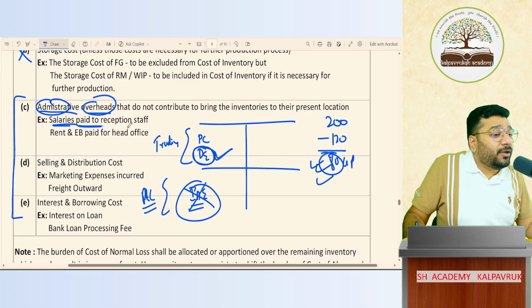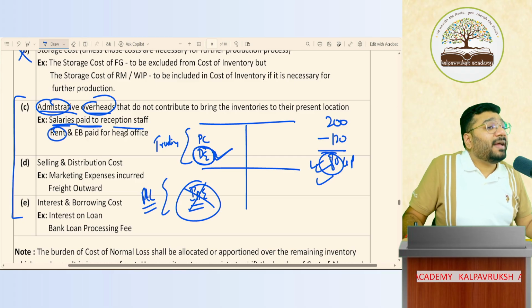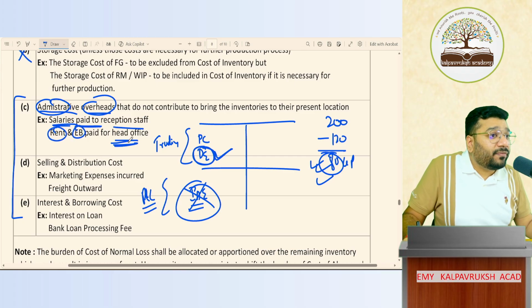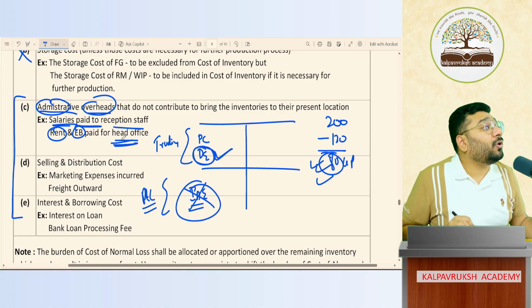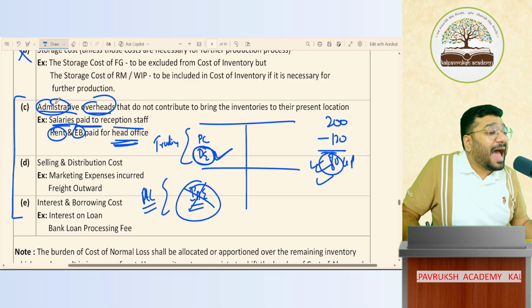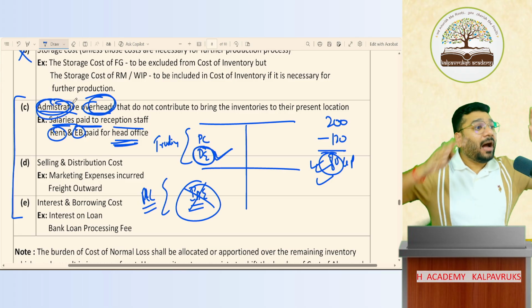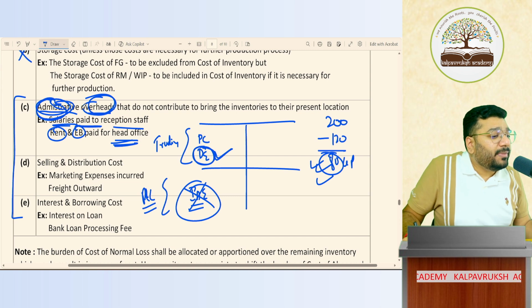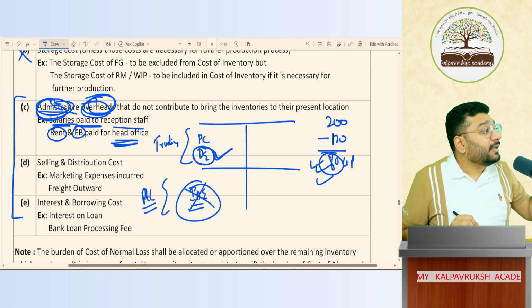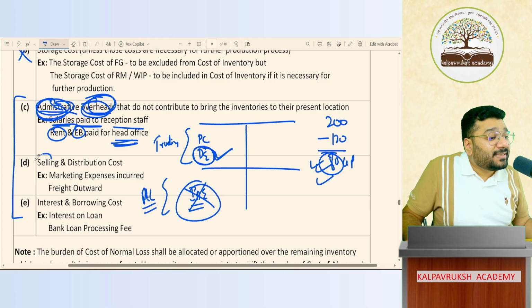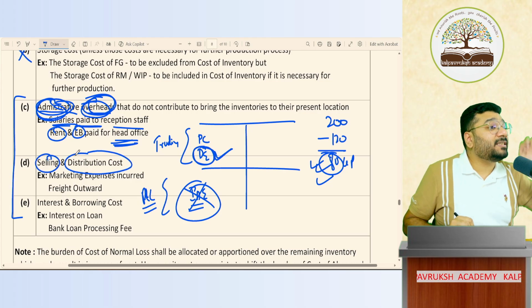So any salary paid to the reception staff, rent of head office, electricity of head office should not be a part of your cost of inventories. All these are called administrative overhead. When you studied in 11th, P&L came, right? All those items are a part of your administrative overhead. Got it? Not got it? In P&L, one more category will come: selling and distribution cost.